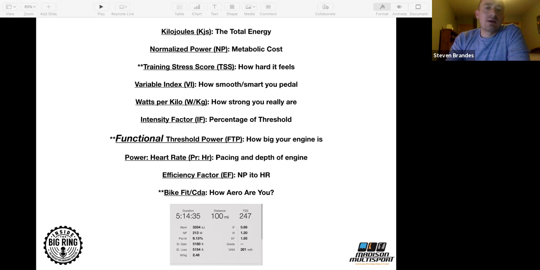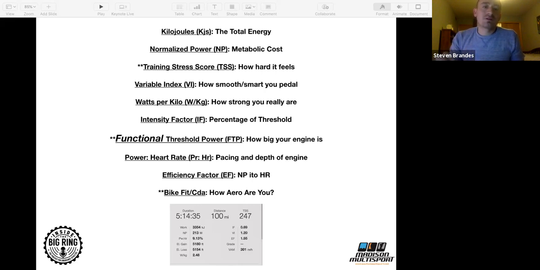One thing too to look at is your variable index, and that is looking at how smooth and how smart you pedal. A lot of times people say, if I live in Illinois, it's very easy to hold. Variable index is normalized power divided by average power, because those are different. If there's a lot of soft pedaling, you're going to have a bigger VI, variable index. The example that I have at the bottom is 1.20, which is not very good.